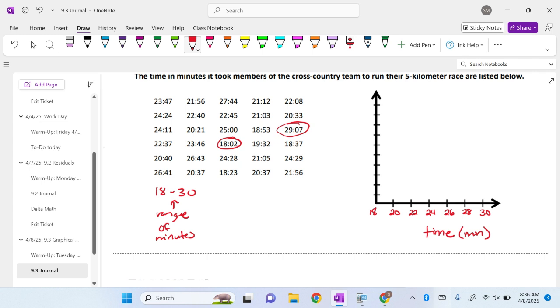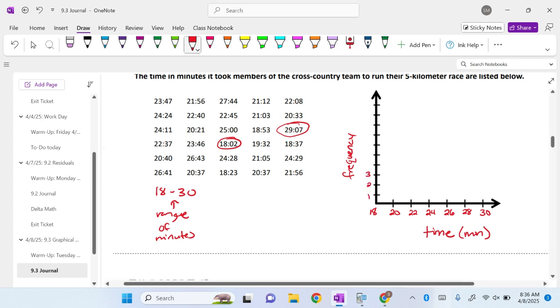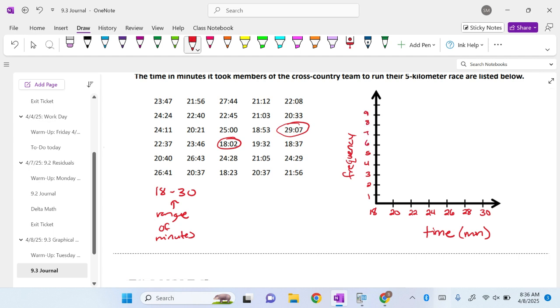Now, on the side, we're going to have our frequency. And all frequency is the number of times it happens. All right. And I'm just going to go up by 1. So 1, 2, 3, 4, 5, 6, 7, 8, 9, 10.